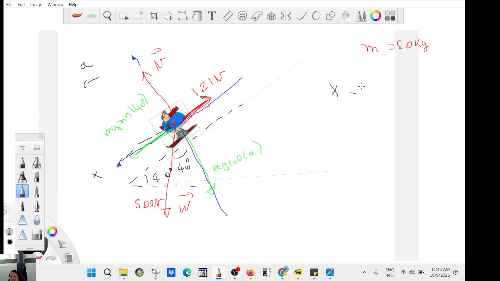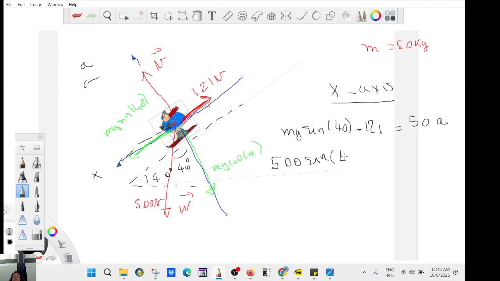So along the x-axis, we're going to say the winner minus the loser equals mass times acceleration. So mg sine 40 minus the loser, 121, equals 50 times the acceleration, right? So mg is the weight, but it's diluted a bit. So mg sine 40 minus 121 equals inertia, 50, times a.